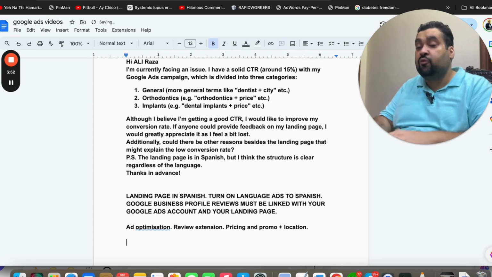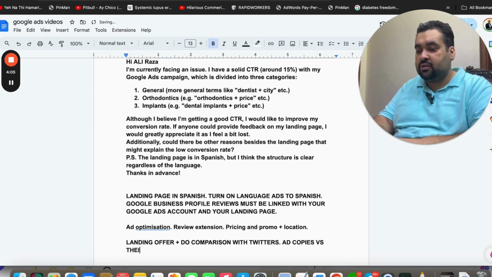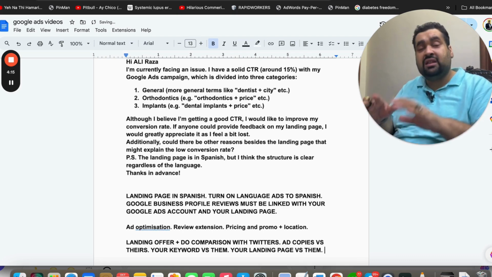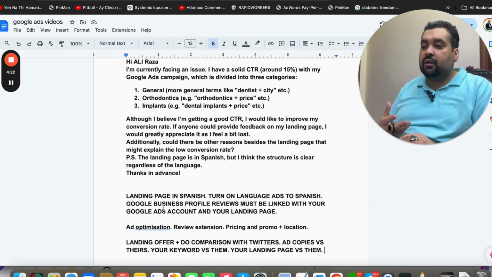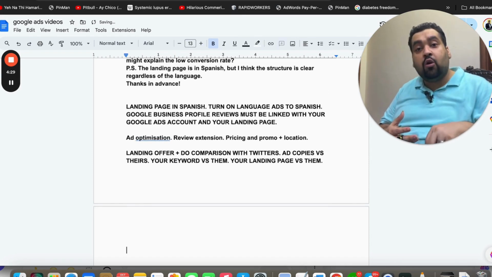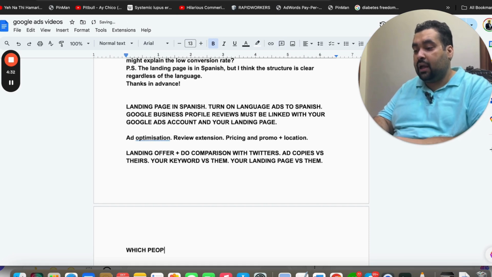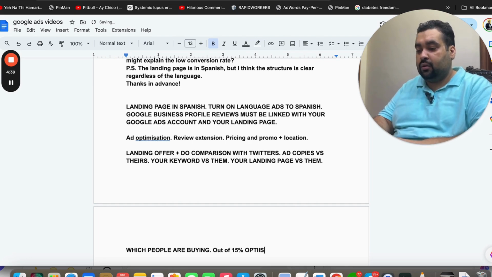Apart from this, optimize your landing offer. Also do comparison with your competitors, like your ad copies versus theirs, your keywords, your bidding versus them, your landing page versus them. You can get so much data on how you can optimize. And because you said you have a solid CTR around 15%, look at, out of those 15%, which people are buying. If you can identify those, optimize it.